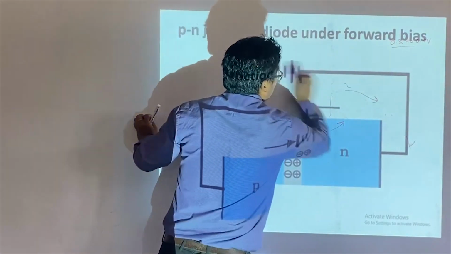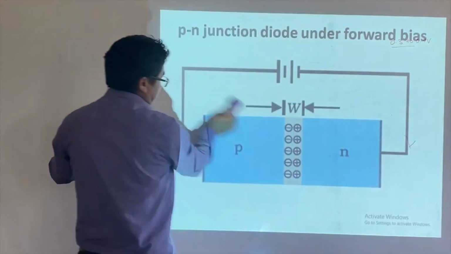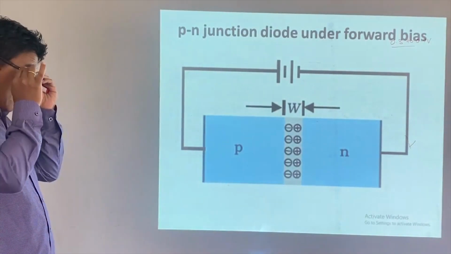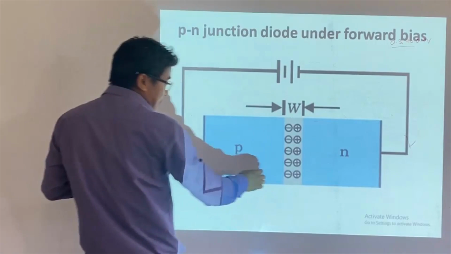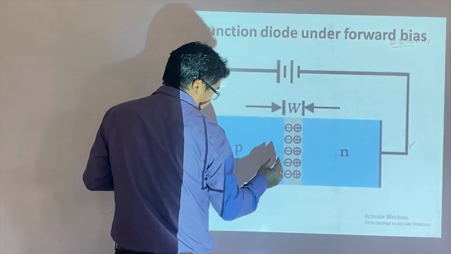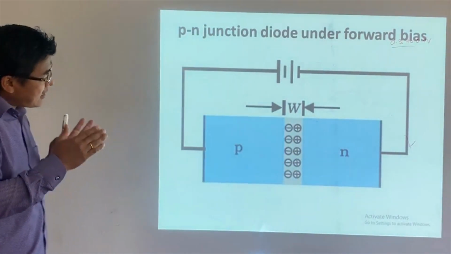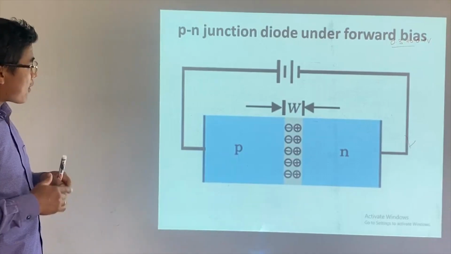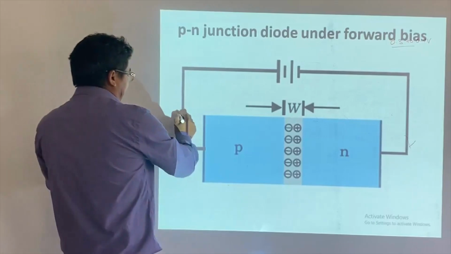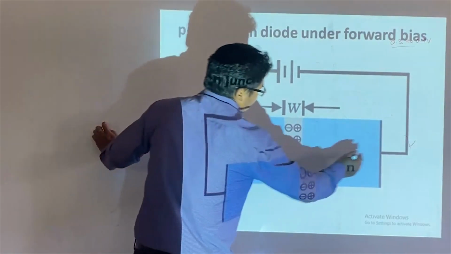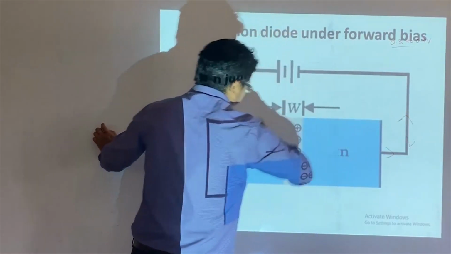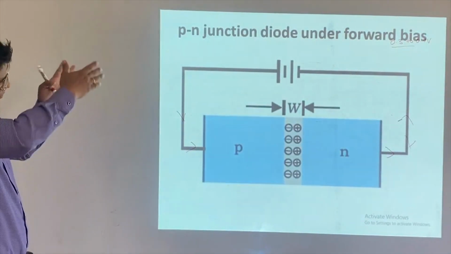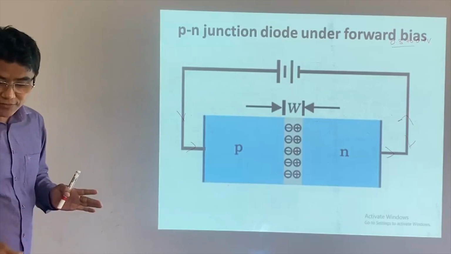So this is a simple circuit diagram. When I apply a forward bias, the thickness of the depletion region is going to become very less. The thickness of the depletion region is going to reduce, because of which there will be a current in the PN junction in the circuit. So this is what we have.